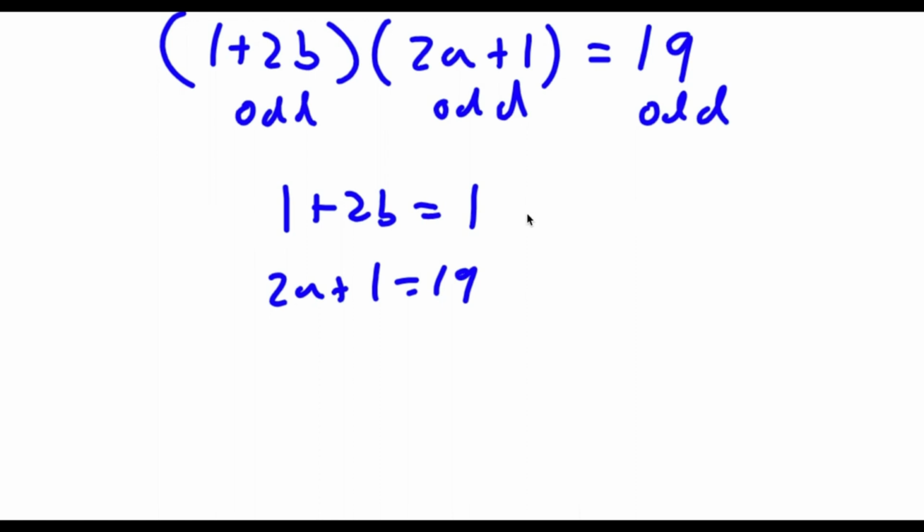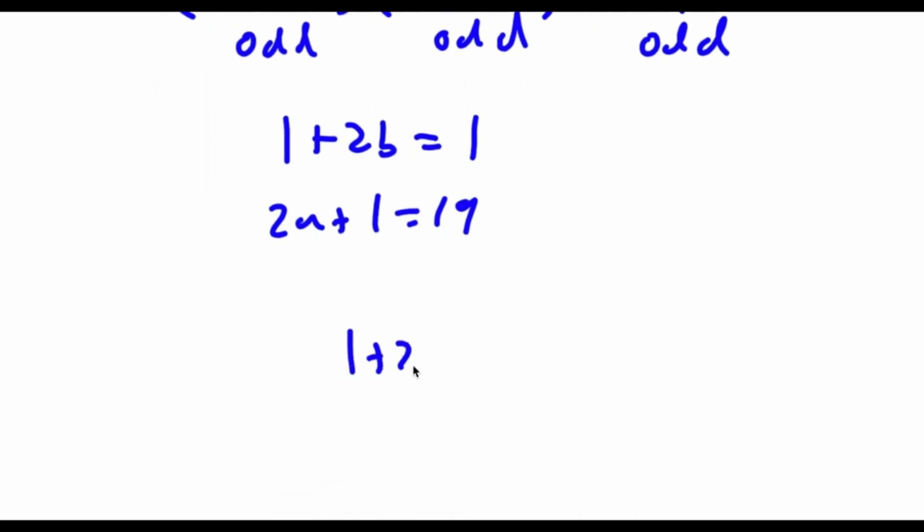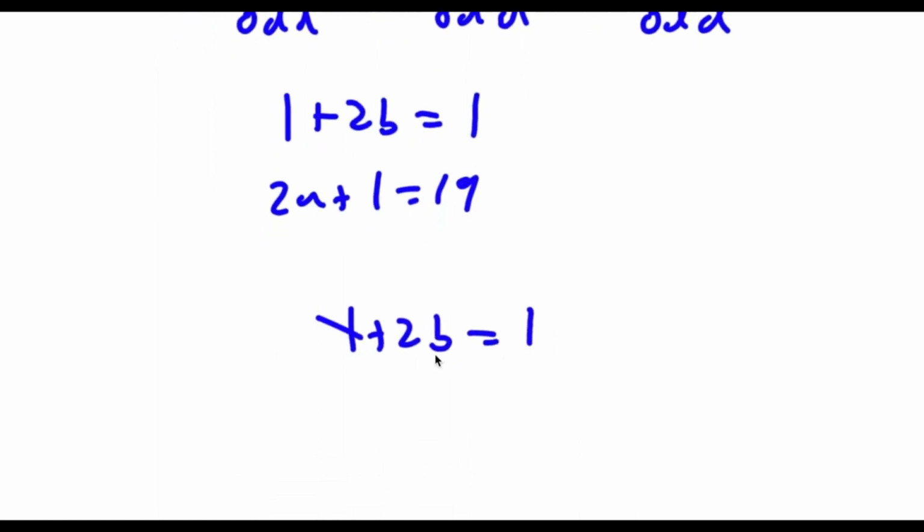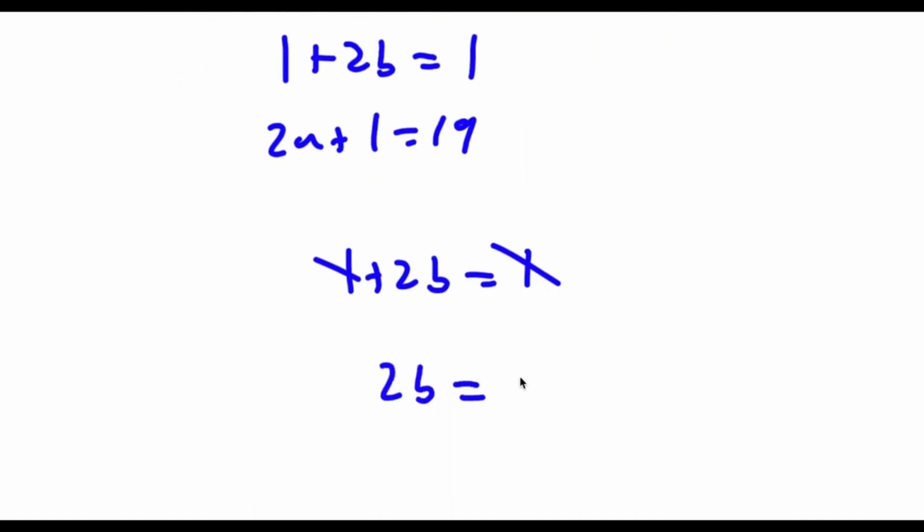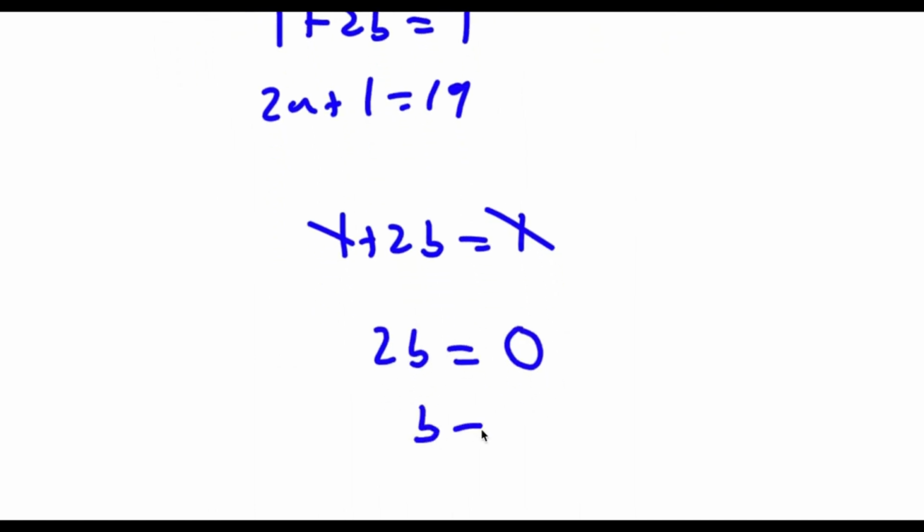So let's first start with 1 plus 2b. So I have 1 plus 2b is equal to 1. I'm going to first cancel these 1's out. So I have 2b is equal to 0, meaning b is equal to 0. So this is the value of b.